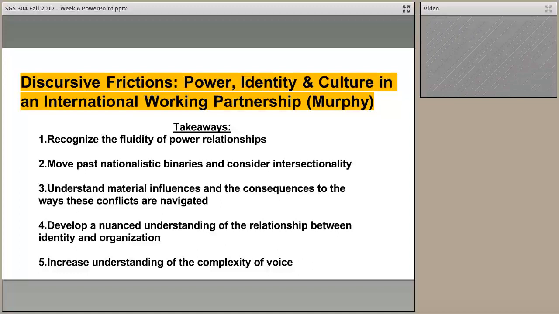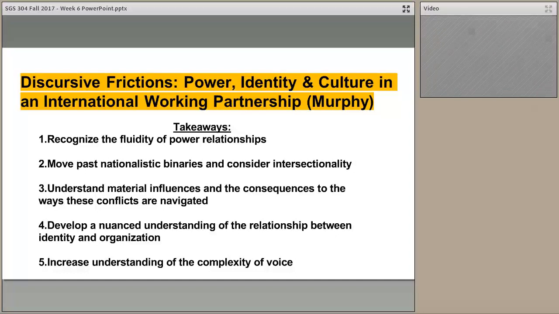Given these discursive frictions, Murphy presents 5 takeaways for us to consider. First, the case study makes evident the fluidity of power relationships. The partnership between the American group and the Kenyan NGO provided an example of how traditional power roles may be inverted through discursive tactics such as exclusion, silence, and agenda setting. The traditionally powerless, in this case the Kenyans, can exercise some degree of power over the traditionally resource-rich Americans by making use of these tactics, since the two groups have a shared goal.